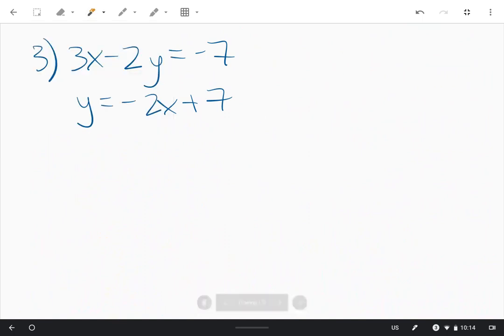In this one, again, the first step is we want to solve for a variable, but look, we already have that here. Y has already been isolated in the second equation. So really, I can take what I see here, and I can put it into the y in the other equation.